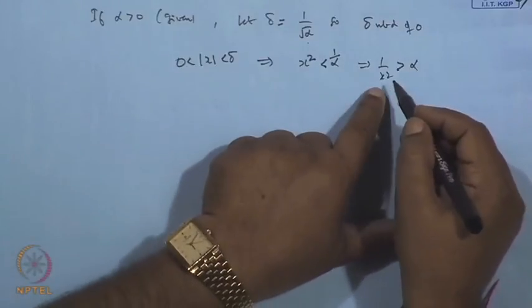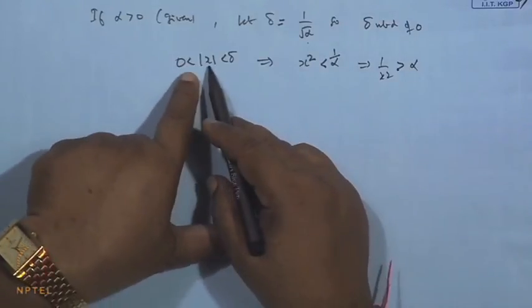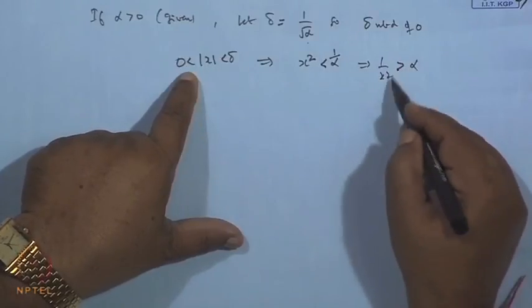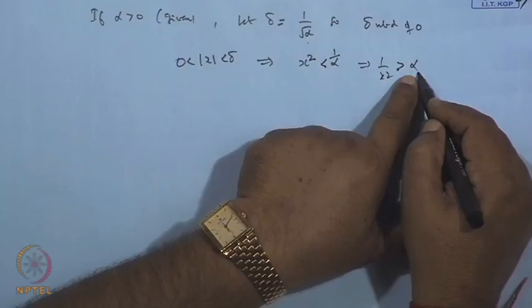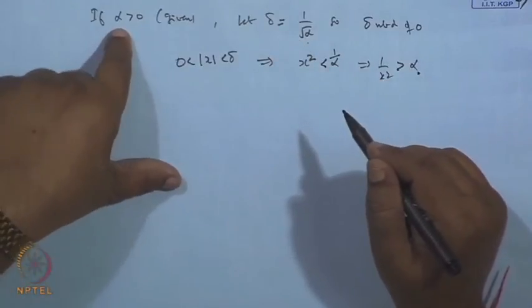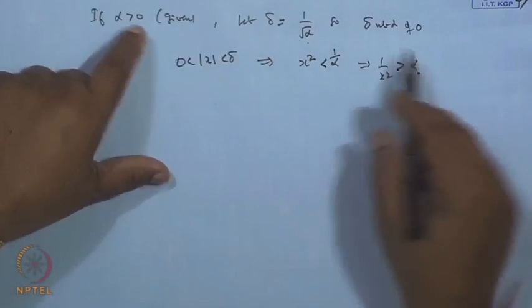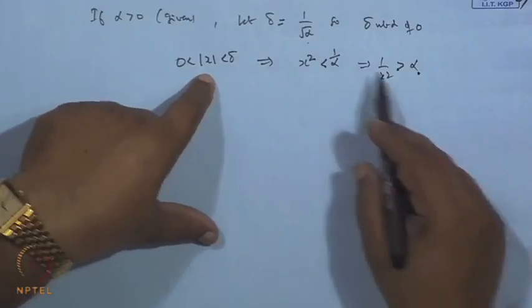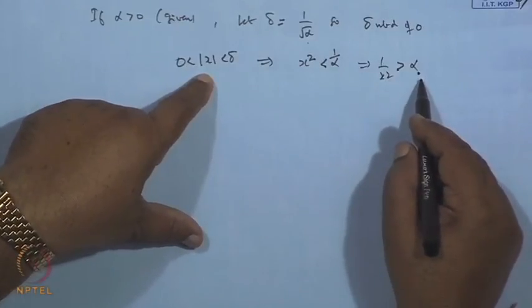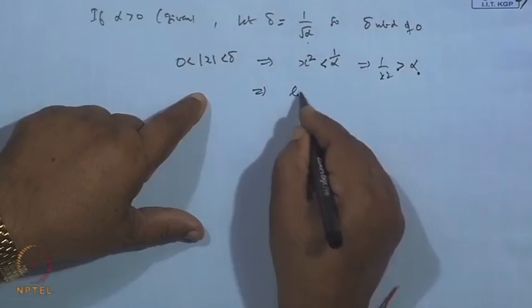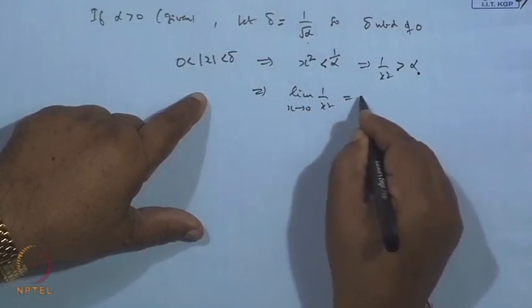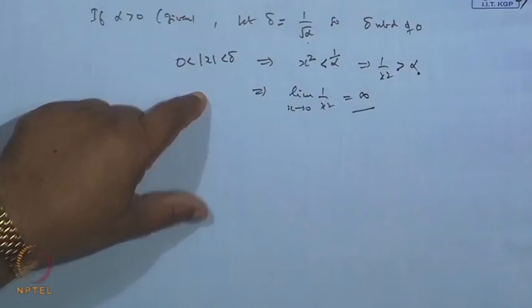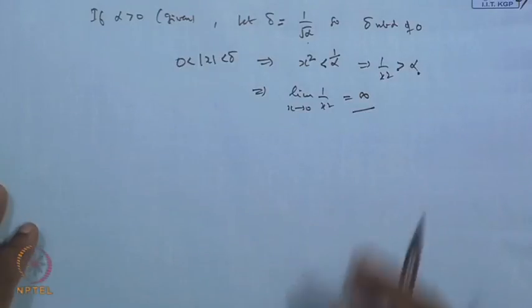It means when x is sufficiently close to 0, the value of this can exceed any number alpha. Since alpha is arbitrary, when you choose any alpha, we can find a neighborhood of 0 such that the value of this exceeds that number. It shows the limit of 1 by x square when x tends to 0 is infinity. That is what was to be satisfied.